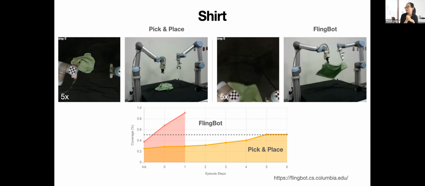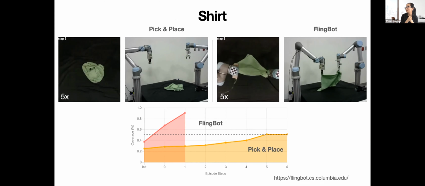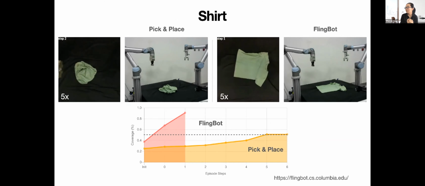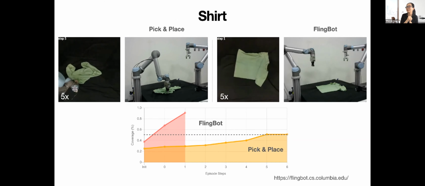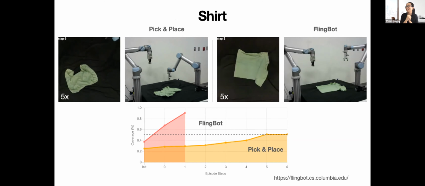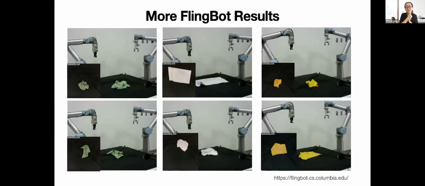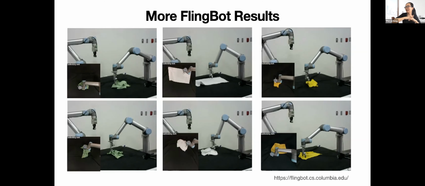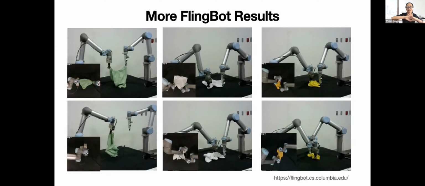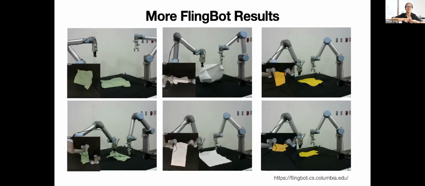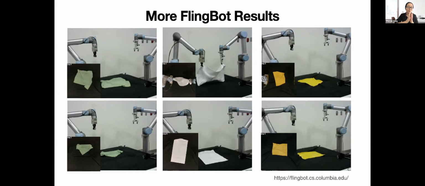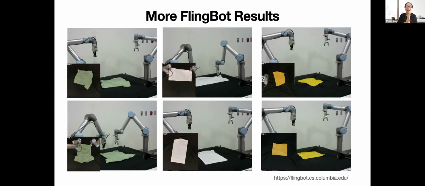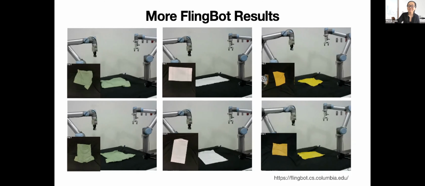And here is the result of unfolding a t-shirt. At this step, FlingBot is pretty much done, and the pick and place system is still trying to make progress. Here are more results of FlingBot in action, interacting with and trying to unfold different shirts and cloths of different sizes. If you're interested in watching more FlingBot videos, you can check out the project webpage, where you can find a lot more videos.